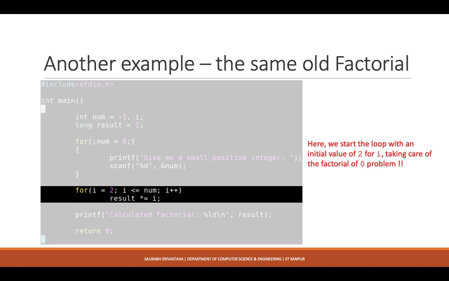And this is the compact loop, where the actual factorial is being calculated. See that I have initialized I to 2, so that the factorial 0 problem that we were discussing is handled, that I do not want this result asterisk equal to I statement getting executed when my num is 0. So that part I have already taken care of: this loop will not run if num is 0 or 1, because this condition will become false the first time itself.